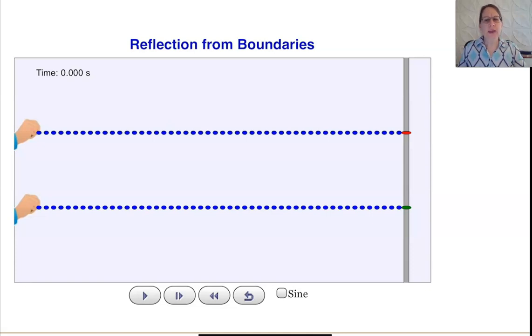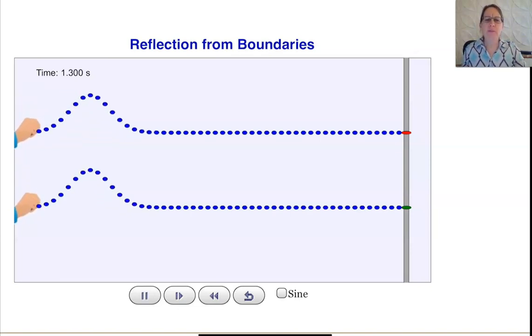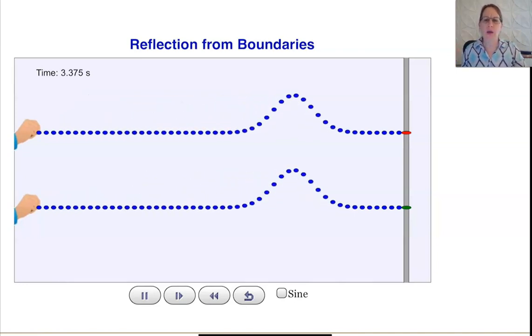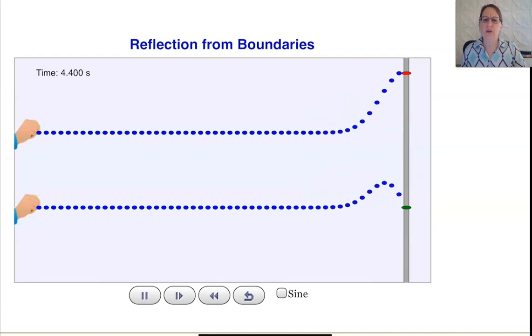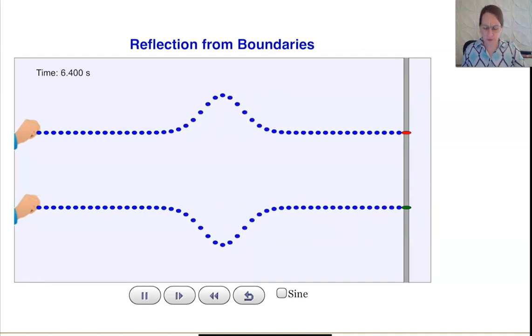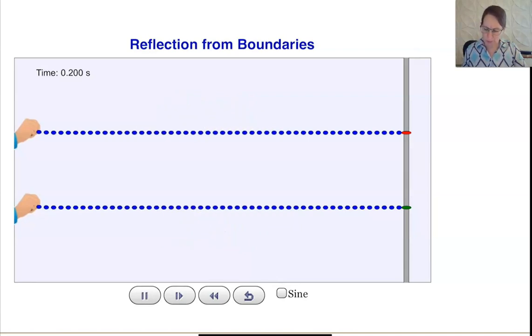So we want to look at how waves interact with different materials. We're going to look at a fairly simple example where we look at a wave that's bouncing off of something. So here's a pulse going along a string, and notice what happens. Okay, so we have two different kinds of boundaries here.